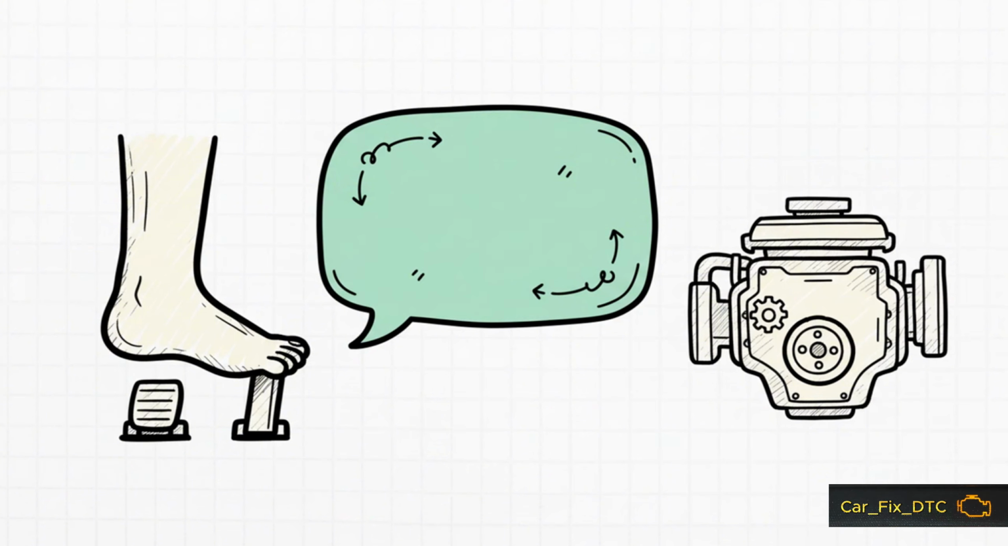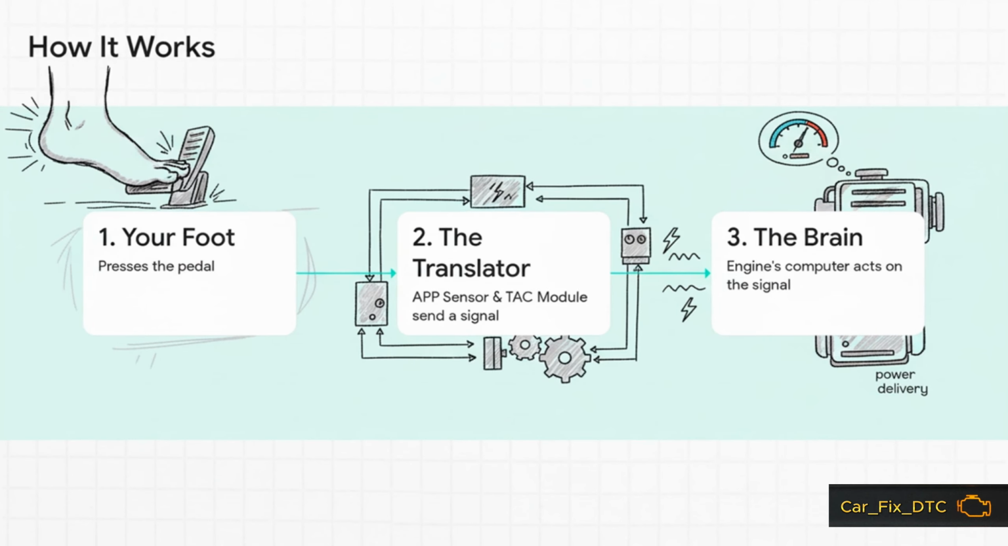You know, the easiest way to wrap your head around this whole thing is to think of it like a conversation. A very simple conversation that happens every single time you drive, between your foot and the engine. So here is how that conversation goes. Step 1, you press the gas pedal. Easy enough. Step 2, a little translator made up of the APP sensor and the throttle actuator control module, or TAC module, turns that physical press into an electrical signal. And then step 3, the brain, aka the engine's computer, gets that signal and says, got it, give them this much power. See? Pretty straightforward when you think about it that way.